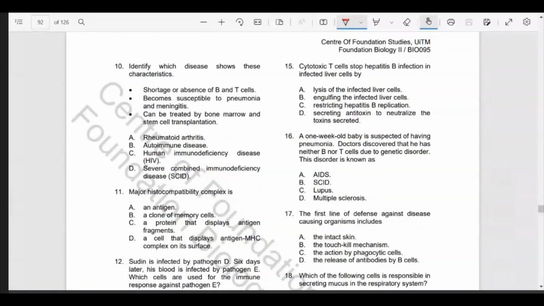Okay, so if you look at this question, it says a 1-week-old baby is suspected of having pneumonia. Doctors discovered that he has neither B or T cells due to genetic disorder. So this disorder is actually known as SCID actually. Okay, so multiple sclerosis is a type of disease also related to autoimmune disease. Keempat-empat disease dia AIDS, SCID, lupus, multiple sclerosis are diseases related to your immune system.